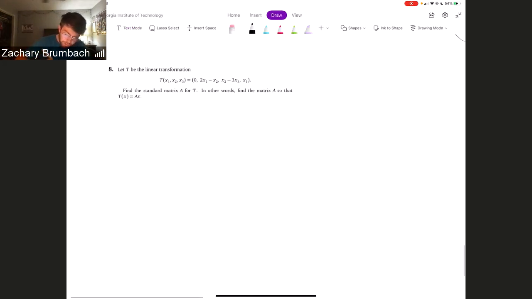How we write this is we're taking the linear transformation of x1, x2, x3 to get this result here. So how do you find the standard matrix? You write it Ax equals b, so b equals 0, 2x1 minus x2, x2 minus 3x3, x1. It's 4 entries, that's okay. We are starting in 3 and ending in 4, so we know this is a 4 by 3. That automatically crosses off 2 of your answers.